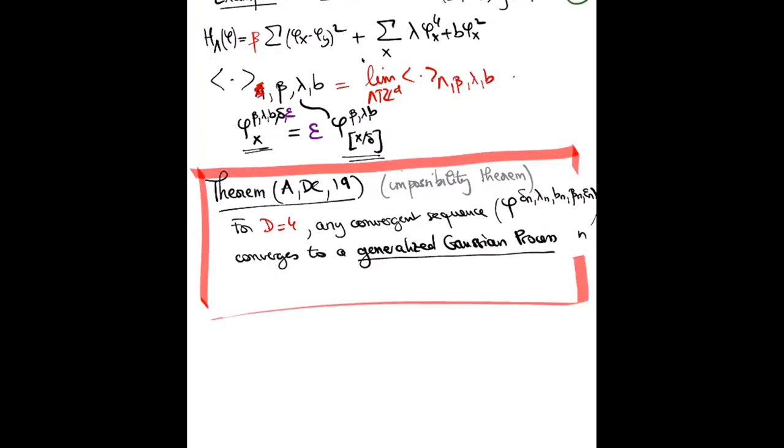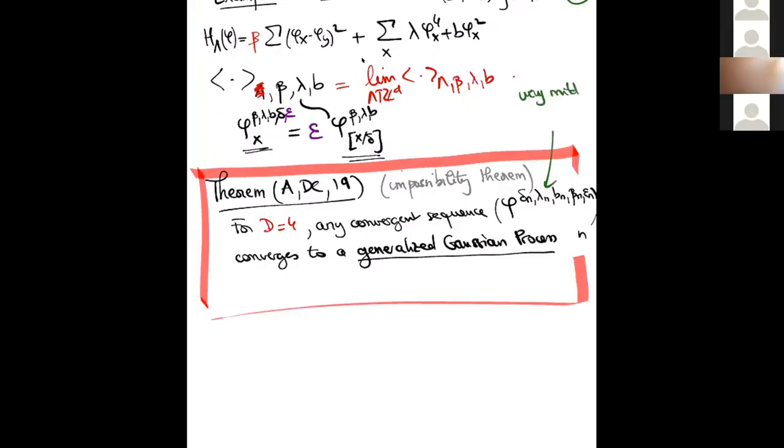Here, maybe I should be a little bit careful: there are very mild assumptions on what you're allowed to do, and it's not very surprising. It comes from similar assumptions to what we had before: parameters that need to be smaller than certain critical parameters and so on. But morally speaking, this is what the theorem says.